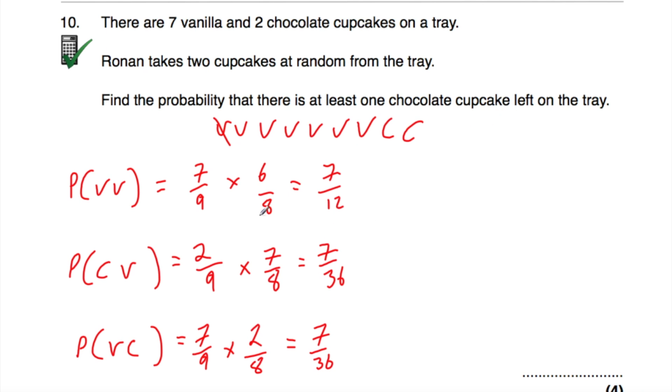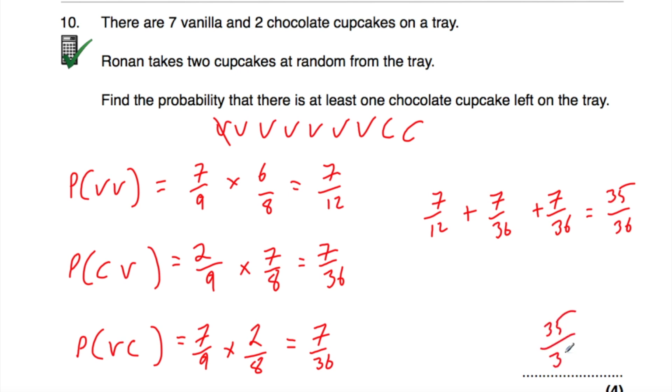Okay, so if we add together these probabilities, we'll find the probability that there's at least one chocolate cupcake left in the tray. So if we do 7/12 plus 7/36 plus 7/36, that'll give us our answer. So let's do that. And that's equal to 35/36. So that means the probability that there's at least one chocolate cupcake left in the tray after Ronan takes 2 cupcakes would be 35/36. And that's it.